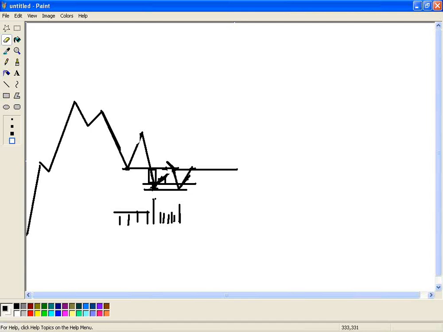So we understand why that resistance set up, even though there wasn't a lot of volume. The buyers paused their activity. The sellers were more active, but generally not very active.